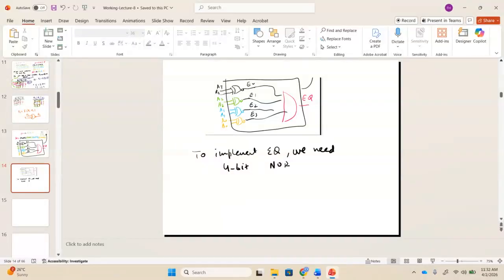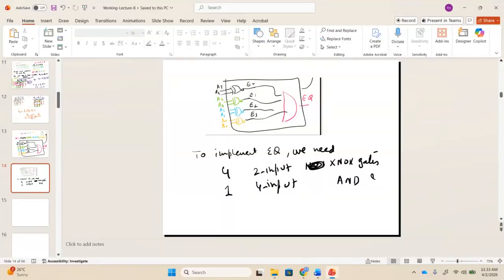4-bit NOR gates. Okay, sorry, control Z. For 2-bit, no. Four 2-input exclusive NOR gates, not exclusive NOR gates, and one 4-input AND gate. Okay, now please remember to implement a 4-bit equal operation.